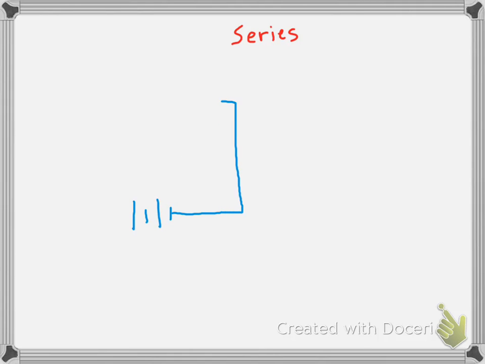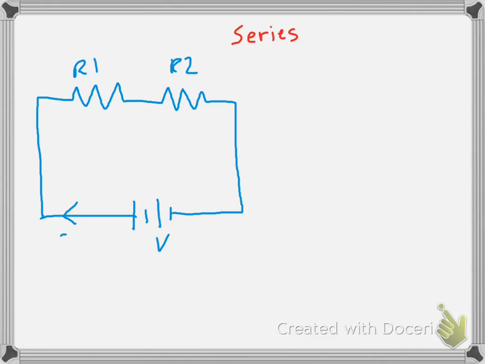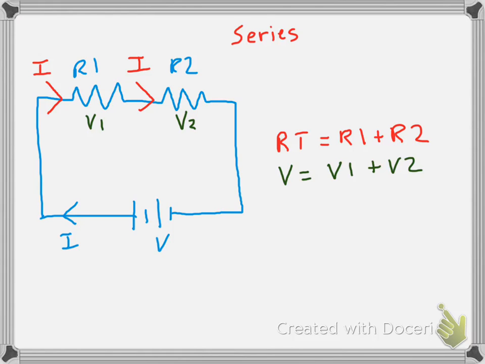Here is a series circuit with two resistors, R1 and R2. The battery voltage is V and the current is I. The total resistance in a series circuit is equal to R1 plus R2. The current remains the same throughout both resistors. If V1 is the drop across R1 and V2 is the drop across R2, then the total voltage is equal to V1 plus V2.